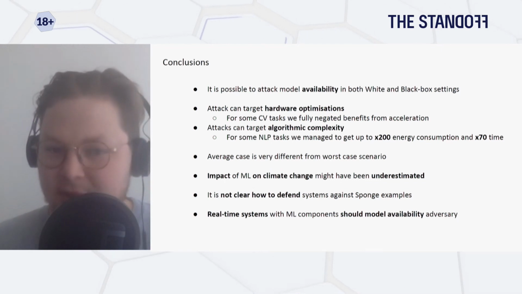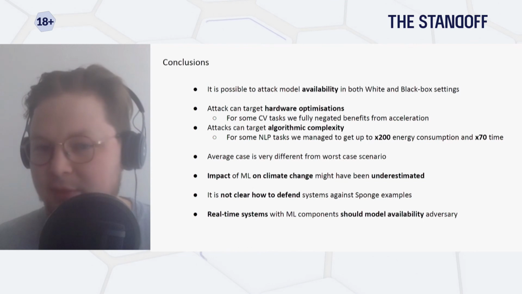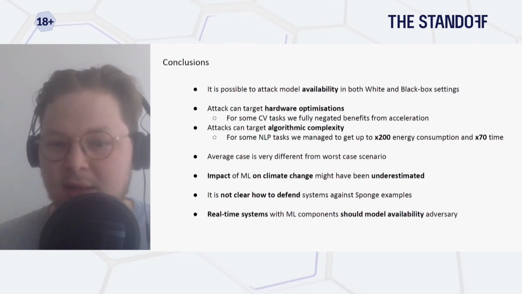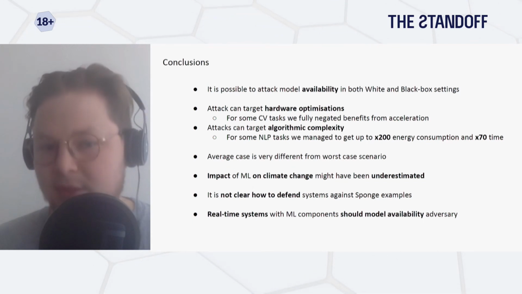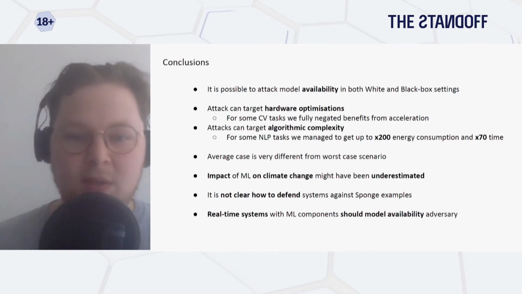It is not clear how to defend against sponge examples. But what is clear is that one should start thinking about the availability of your ML systems and actually model the availability attacker, especially for real-time systems. Can we go next, please?